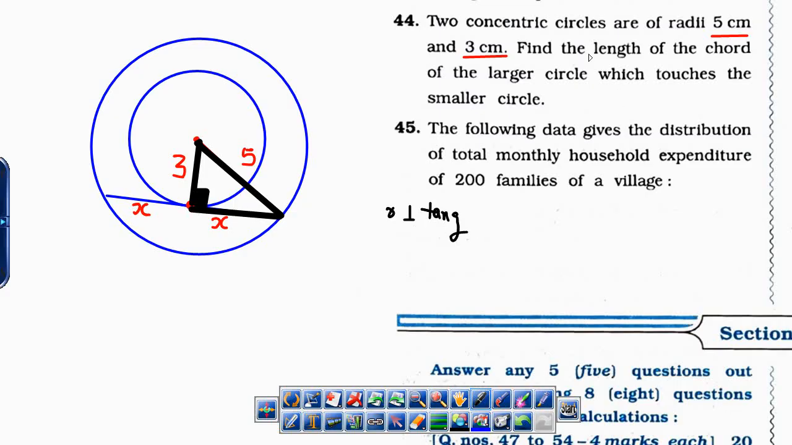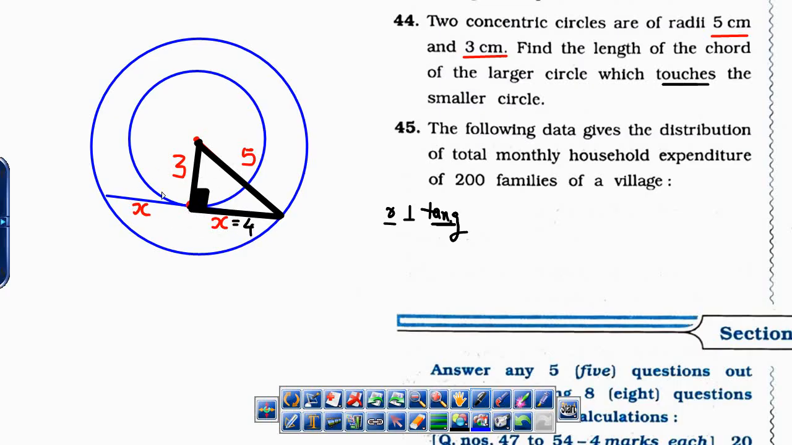Why is it tangent? Because it touches the small circle. So there are so many reasonings involved. Geometry में बिना reason के कुछ नहीं कर सकते. So touches, therefore tangent. Tangent, therefore radius perpendicular. Radius perpendicular, therefore it is 90. And if this is 90, पाइथा करके x की value 4 हो जाएगी.